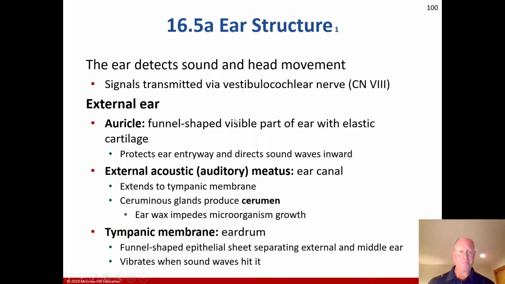So the ear structure, of course: the ear detects sound and head movement. Signals are transmitted via the vestibulocochlear nerve, CN8. For the external ear, we have the auricle, which is the funnel-shaped visible part of the ear with elastic cartilage. It protects the ear entryway and directs sound waves inward.